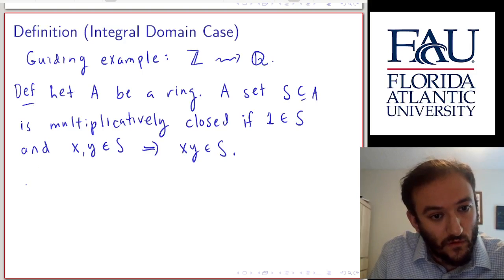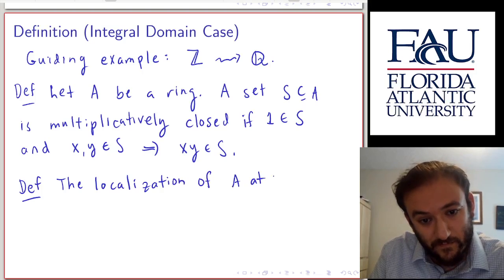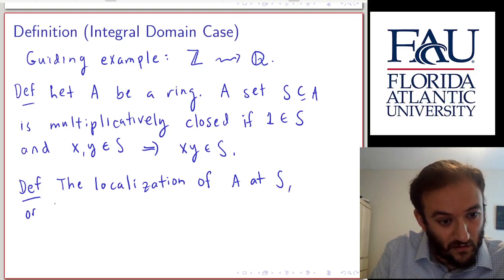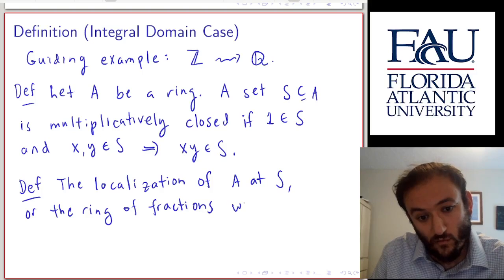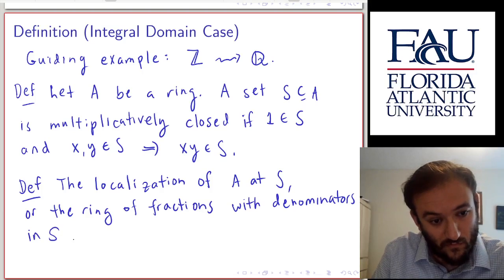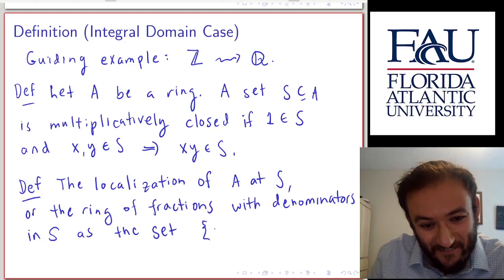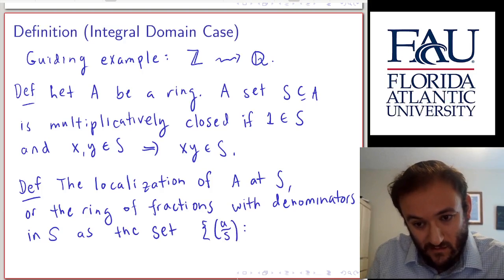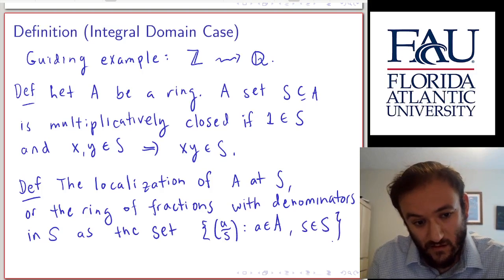So we're going to define next the localization of A at S. Alternatively, the ring of fractions with denominators in S, as the set of fractions with denominators in S, a over s, where a is in A and s is in S.